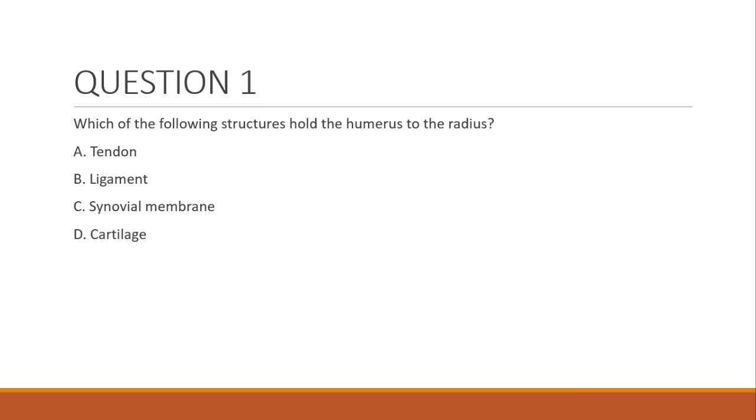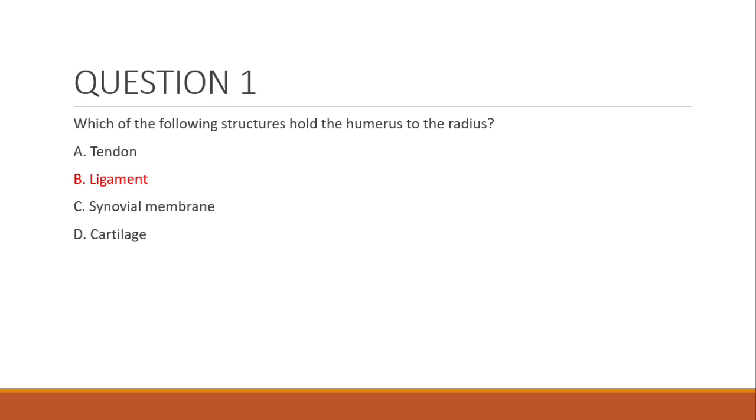Alright, I'm sure you've done that. If your answer is B, you are correct. The answer for question 1 is B. The ligament is a structure that holds the humerus to the radius. The function of the ligament is that it holds a bone to a bone. It is the one that links bones.